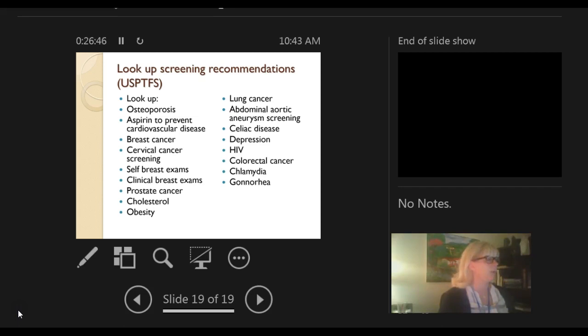All right, so all of these, osteoporosis, aspirin, these are all things that you're going to run into in primary care very frequently. So let's go back to the slide, and I'm going to write down here because we're going to look up a couple of these. I want to look up celiac disease, because it's interesting, right? You're seeing more and more people say, I wonder if I have celiac. But what is screening supposed to be? Depression. And let's look up HIV.